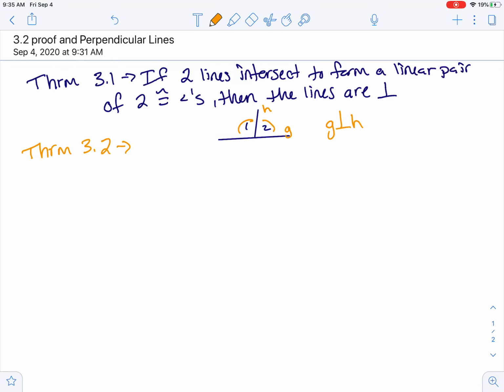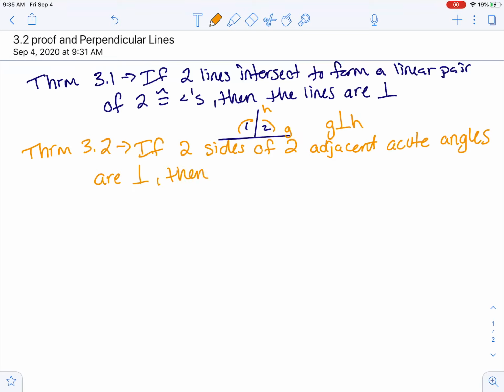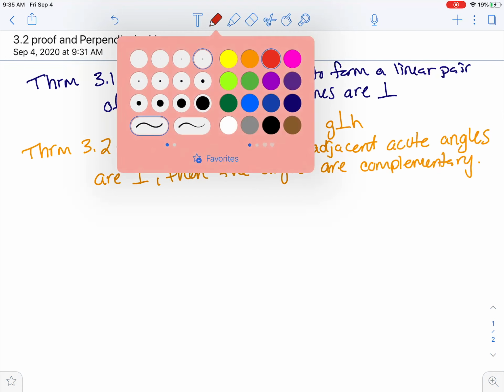We have theorem 3.2. Theorem 3.2 says if two sides of two adjacent, remember adjacent are neighbors, acute, remember that's under 90, angles are perpendicular, then the angles are complementary. Okay, what does this mean?